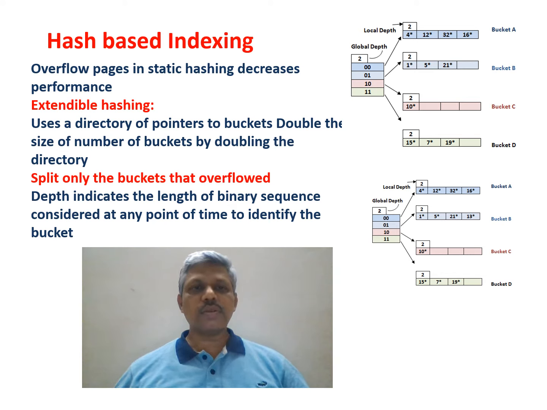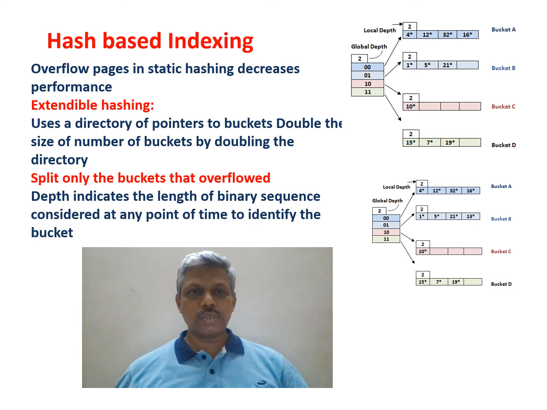Now, as an example, let us observe that we start with the directory consisting of 4 values 0 0, 0 1, 1 0 and 1 1, and there are 4 buckets created for each of these binary strings. You can observe that 4, 12, 32 and 16 are already inserted in the first bucket, then 1, 5, 21, 10 and 15, 7, 19. So these are the 4 buckets. Data is inserted here at one stage.